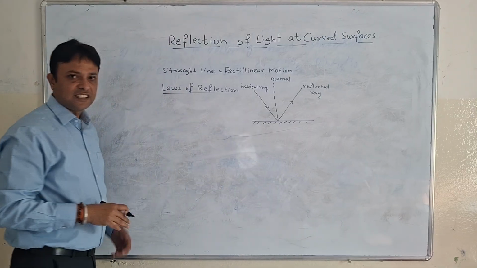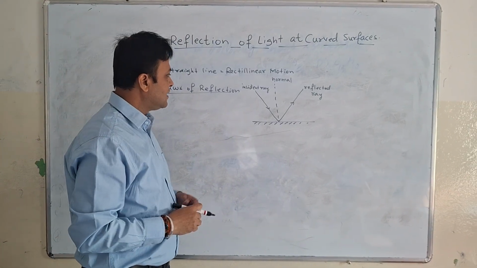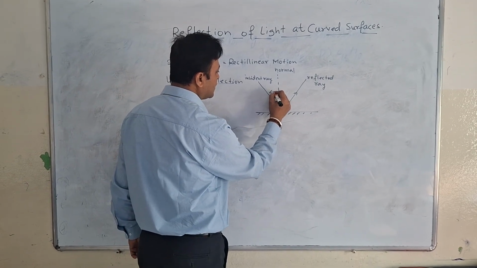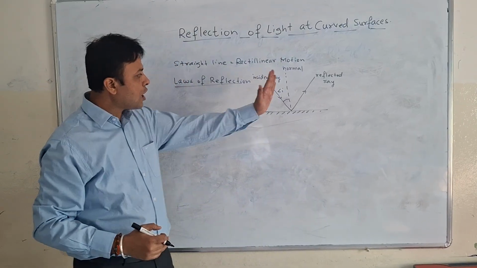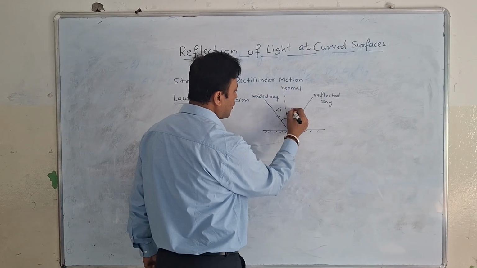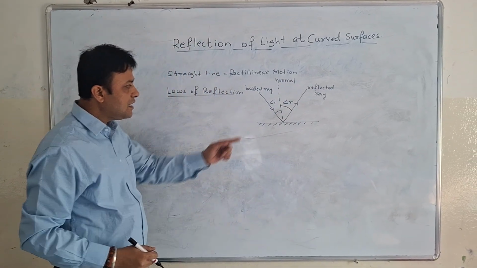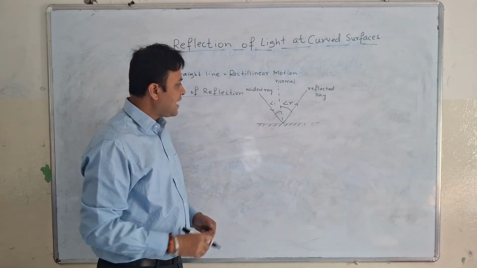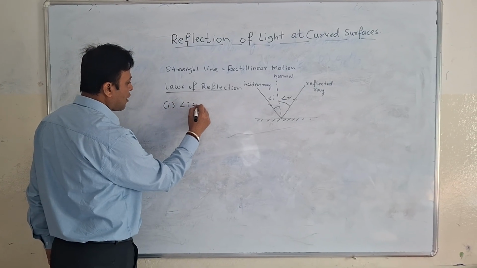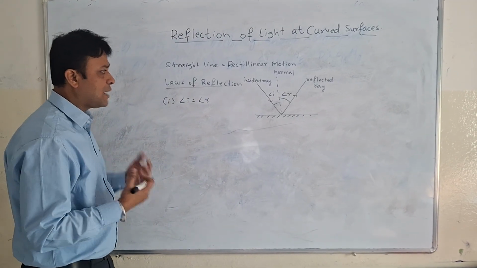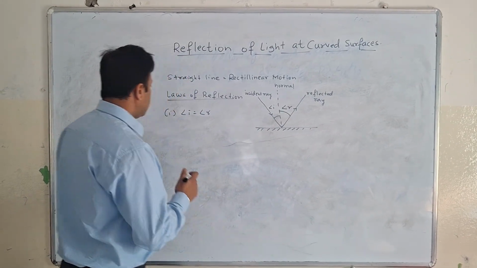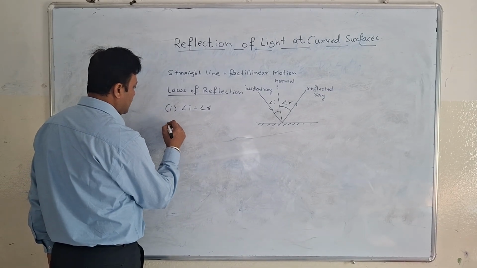The first law of reflection states that whenever the light is incident on a smooth surface, we will have an angle of incidence. It is the angle made between the normal and the incident ray. The angle made between the normal and the reflected ray is called the angle of reflection, denoted by angle R, and the angle of incidence is denoted by angle I. The first law tells us that angle I should always be equal to angle R. For example, if angle I is 30 degrees, then angle R also should be 30 degrees.